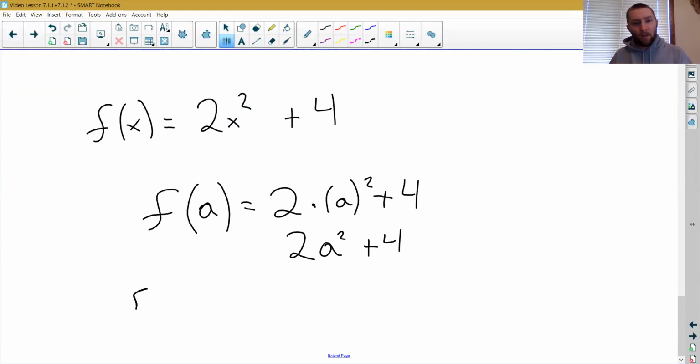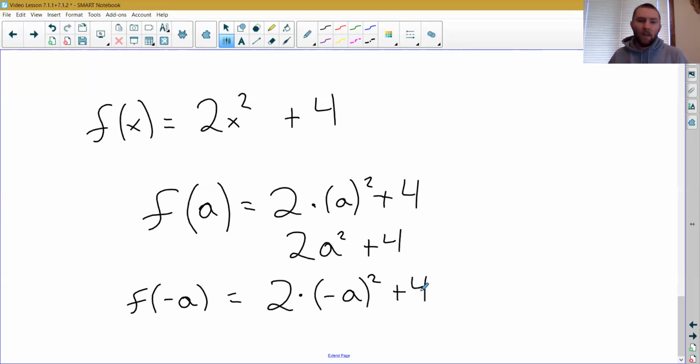But if I plug negative a in, what happens? Negative a, so this says 2 times parentheses negative a squared plus 4. So what is negative a squared? What happens when I take a negative value and I square it? Well, the negative value squared basically flips it to positive, right? Because negative times negative is going to be positive, right? So we can think of that as negative a times negative a. Negative times negative is positive. A times a is a squared. So this becomes a squared times 2 plus 4.